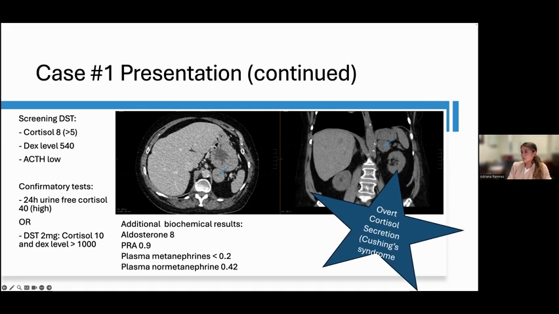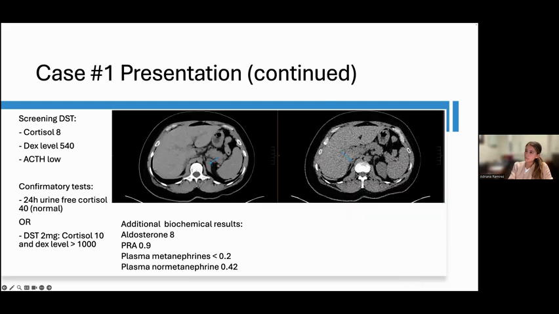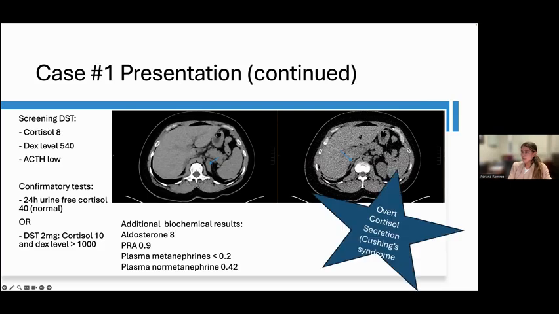In cases where the ACTH level is high, then you do have to consider ACTH-dependent sources, which would be pituitary versus ACTH-producing tumors, and not the focus of today's topic. Finally, kind of the same scenario as previously. The only exception is that on imaging, you have evidence of bilateral adrenal nodules. However, this would still be considered overt cortisol secretion.